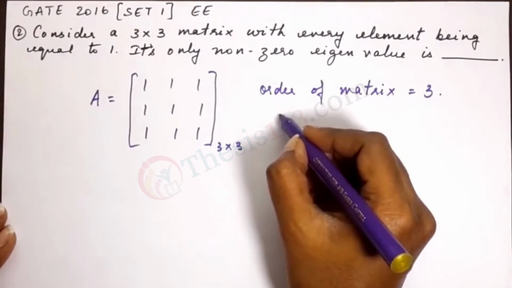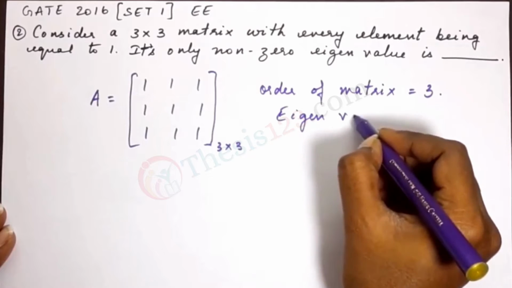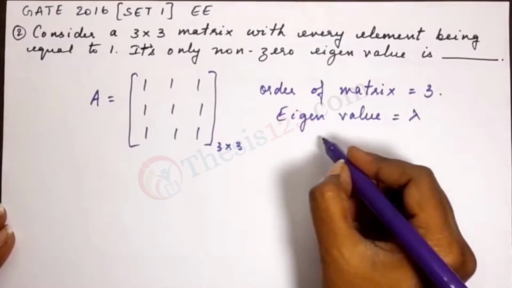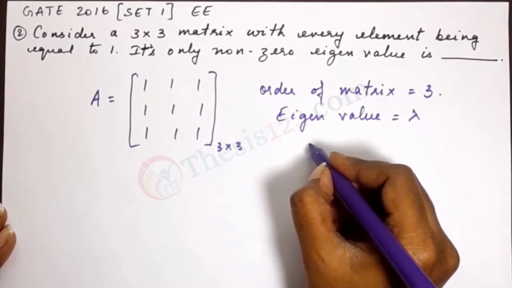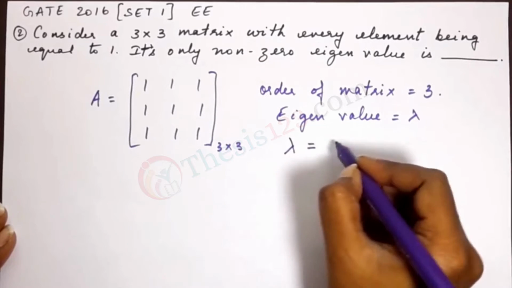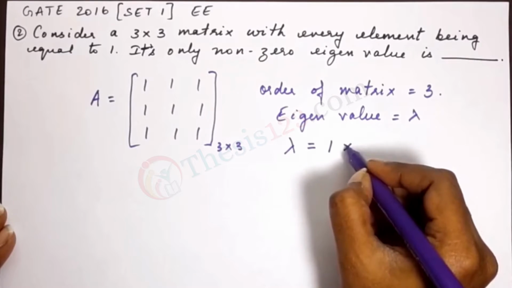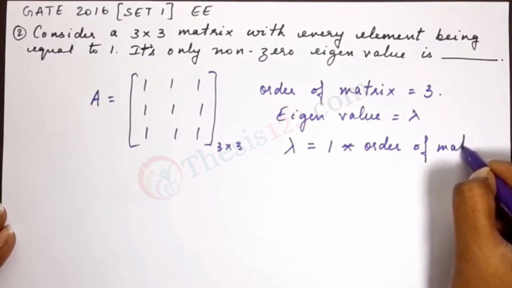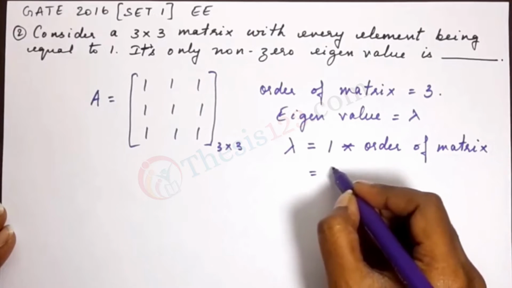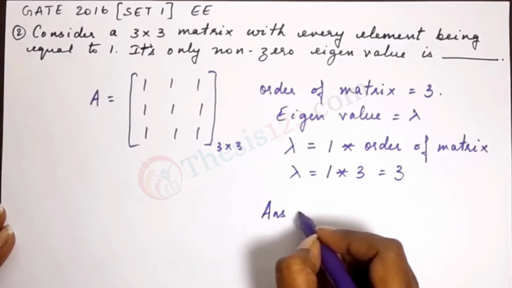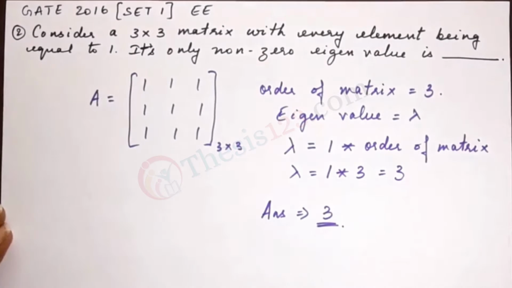So let's call the eigenvalue as lambda. So the non-zero eigenvalue would be equal to the element present. Now each element is equal to 1. So lambda would be equal to the element present multiplied by the order of matrix. This is actually a nice trick. So that's 1 into 3, which is 3. So here the answer is 3. 3 is the non-zero eigenvalue for this 3 by 3 matrix.